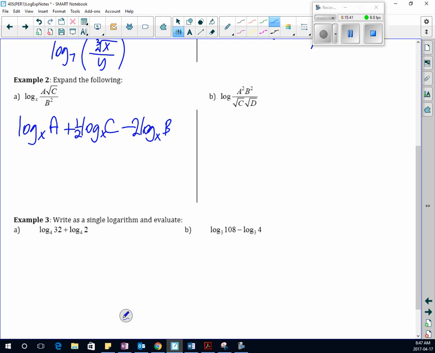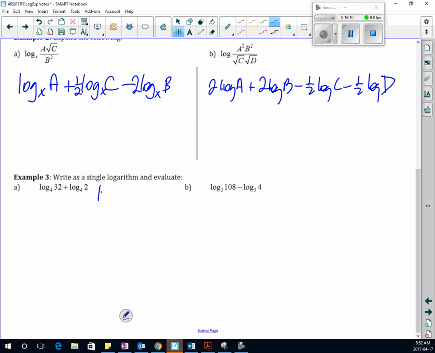This is why it's only 1 mark, because you can do this in 1 step, right? Once you get to what it is. Okay, so I'll give you a second to do B. Do B. Okay, 2 log A plus 2 log B minus 1/2 log C minus 1/2 log D. Bam! Everybody get that? Okay, let's move on.